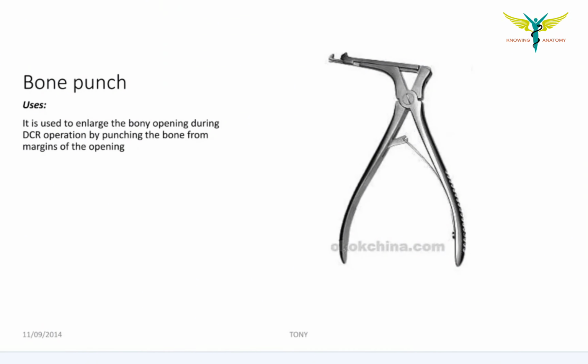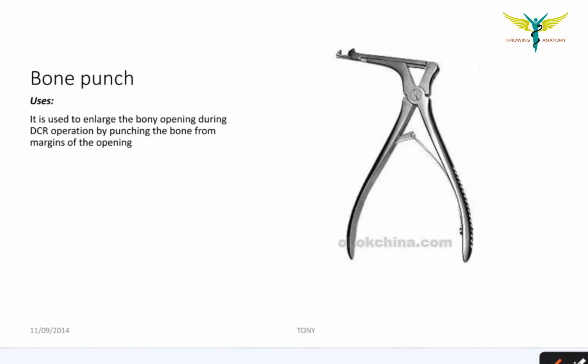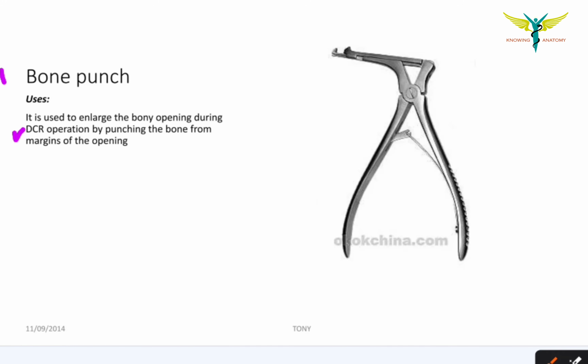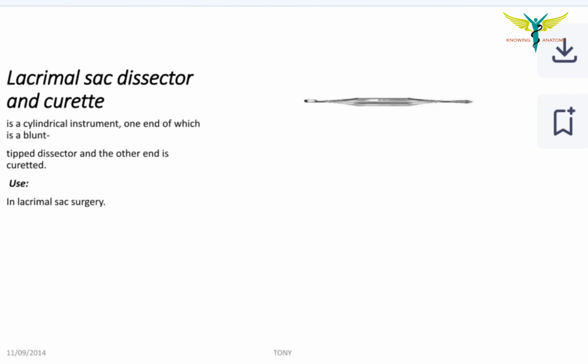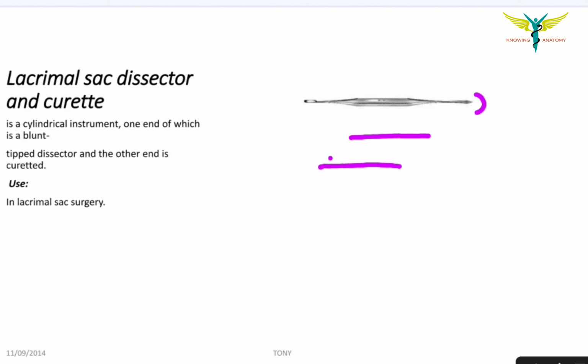Bone punch. It is used to enlarge the bony opening during the DCR operation. As the name indicates, bone punch, it is used for punching the bone from the margins of the opening. Lacrimal sac dissector and curette. It is a cylindrical instrument in which one end is a blunt tip dissector and the other end is a curette. It is used in lacrimal sac surgery. So this is a lacrimal sac dissector and curette. It has two parts in one instrument.